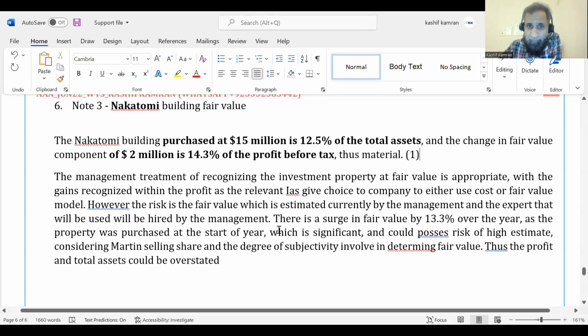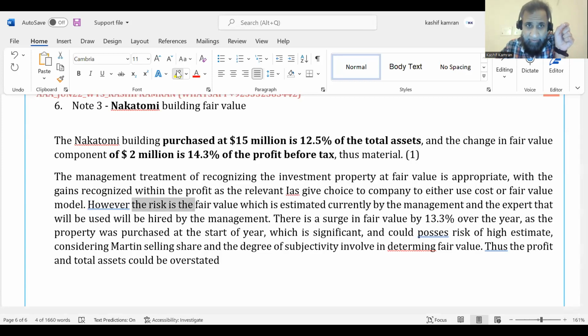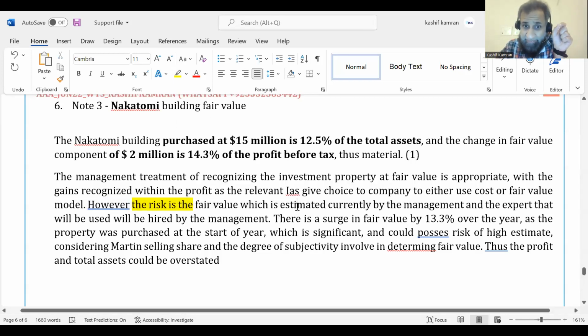The management treatment of recognizing the investment property at fair value is appropriate because the accounting standard gives us the permission either to use the cost model or the fair value model, with the gain recognized within the profit. As the relevant IAS gives choice to the company to use either the cost method or the fair value method. So has the management done the right accounting treatment by adopting a fair value method and taking the changes in the fair value to the profit and loss, not to the other comprehensive income? Perfectly fine. However, the risk is the fair value, which is estimated.